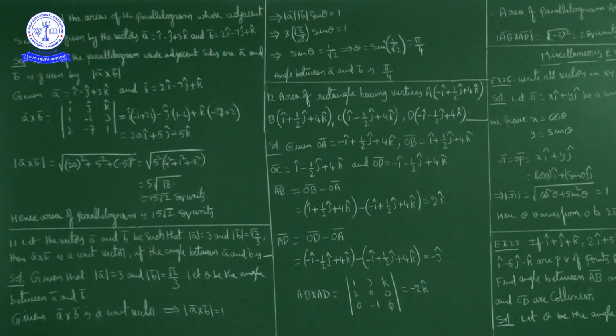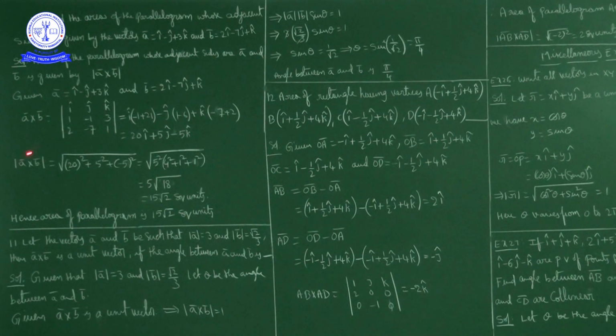Okay, next plus k cap into the first row third column cofactor, 1 into minus 7 minus 1 into 2, which is minus 2, minus of minus 7 minus 2, minus 5. So minus 5k cap. So a bar cross b bar, what we got? 20i cap plus 5j cap minus 5k cap.